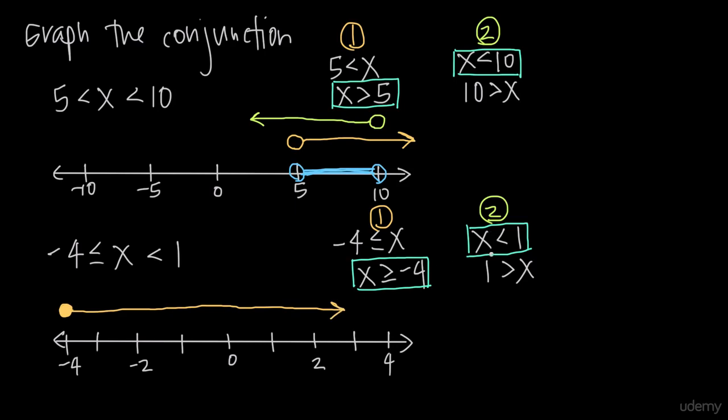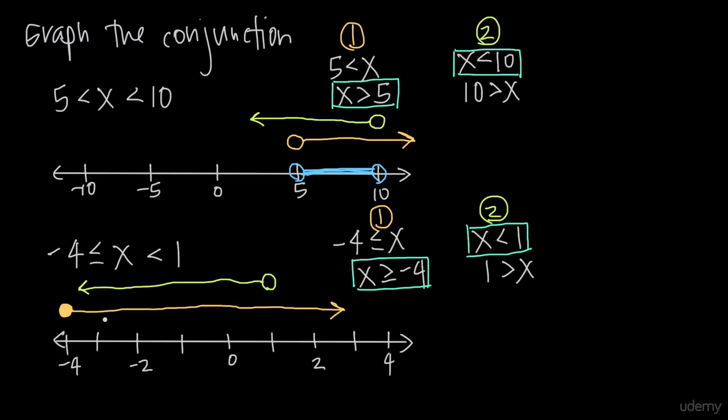Now we look at our second inequality, x less than 1. We want to find 1 on the number line. That's this point right here. Because it's not x less than or equal to 1, it's just x less than 1, we don't include 1 in our line. So we draw an open circle at 1 like this, and then because x is less than, we're looking for all the points to the left of 1, so we draw this line like this.